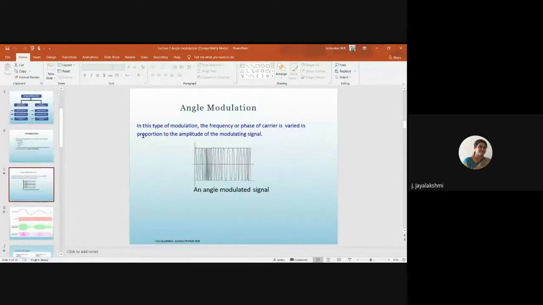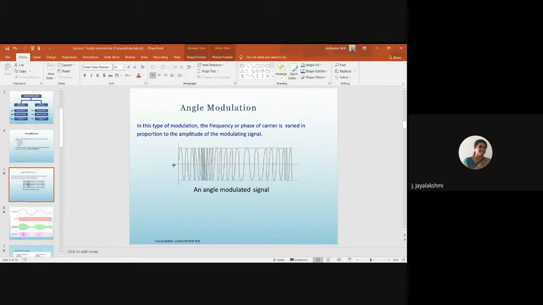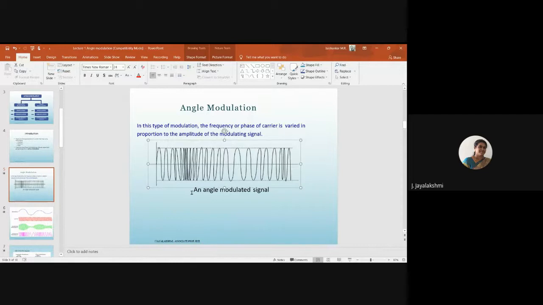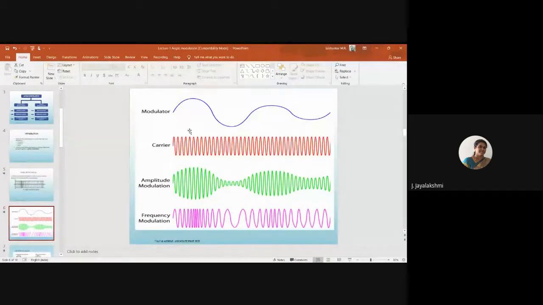In this type of modulation, the frequency or the phase of the carrier is varied in proportion to the amplitude of the modulating signal, and it is called angle modulation. You can see the variation over here. When you observe the variation, the carrier frequency is going to get varied. Here you can see the signal has very high frequency, whereas here the signal is low. So this variation depends upon the information signal. Of course, here it is shown. This is the modulating signal, the blue colored sinusoidal signal.